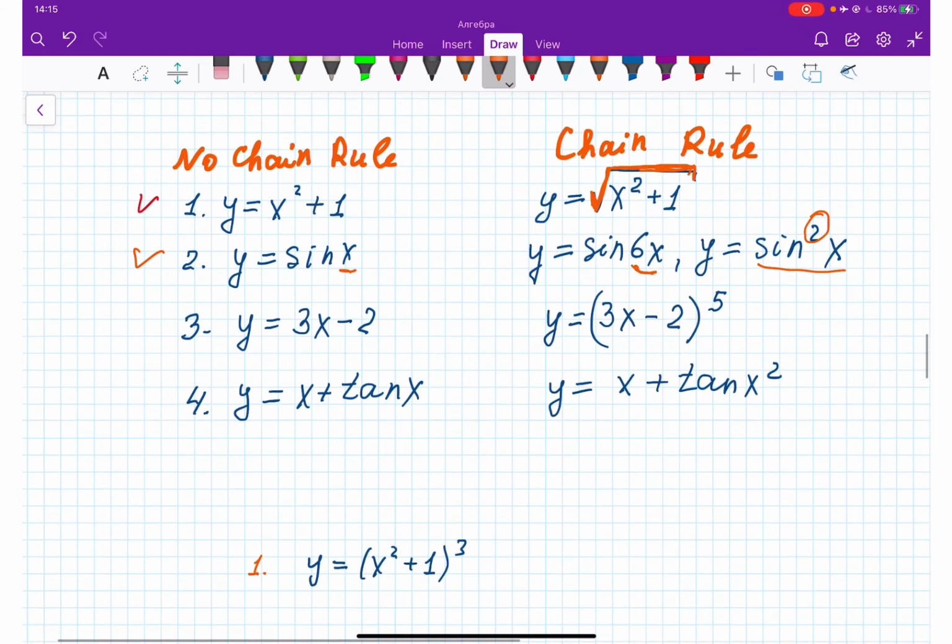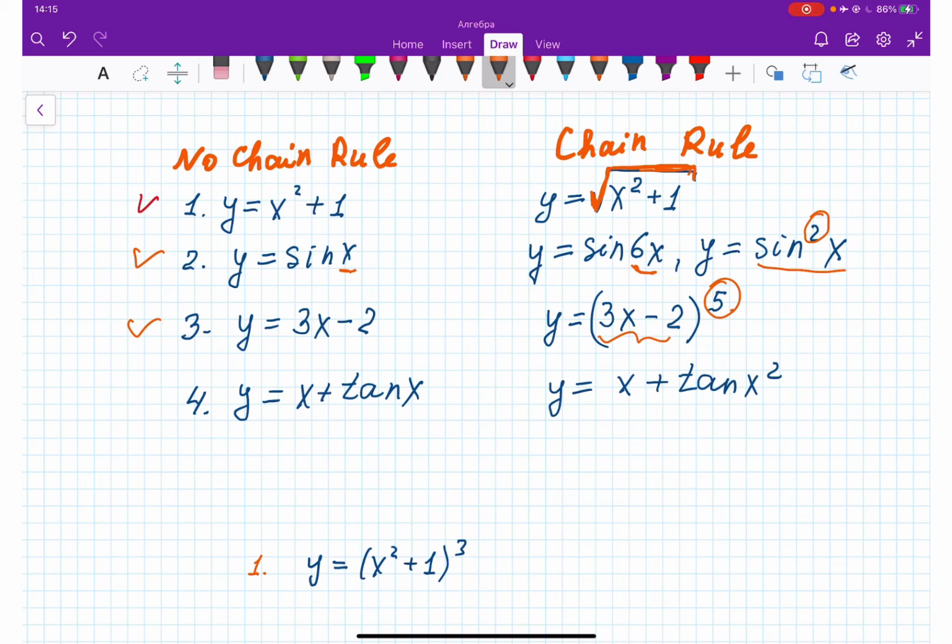Next, we have 3x minus 2. You don't need any chain rule. Take the derivative of 3x, which is 3, and the derivative of 2 is 0, so you get 3. But it's a different story when this 3x minus 2 is put in parentheses and raised to the power 5. Here we first take the derivative from the outside, and then we go inside and take the derivative of the inside. Again, 2 gears: power 5, and then we go inside and take the derivative of 3x minus 2.